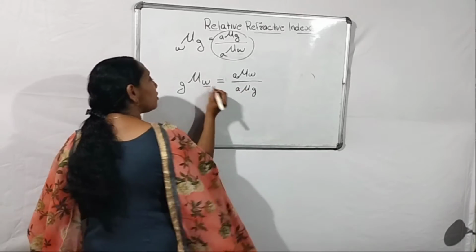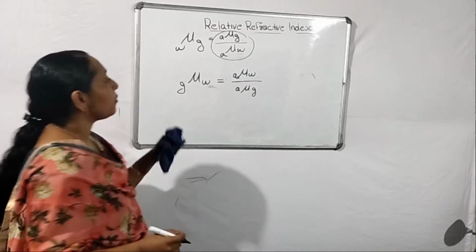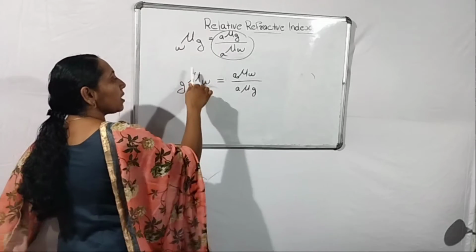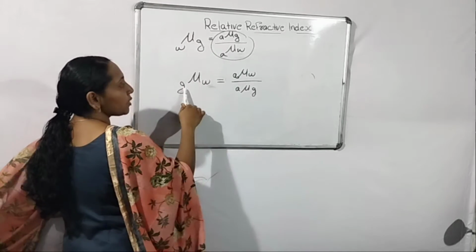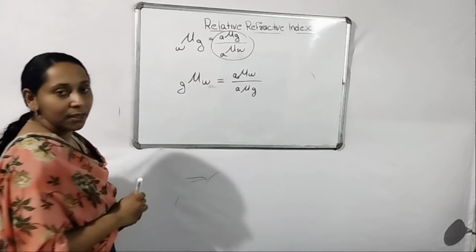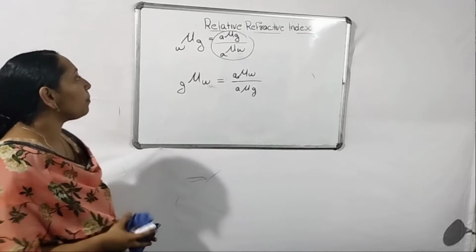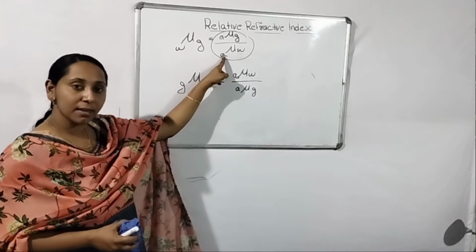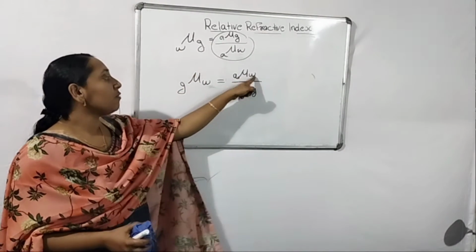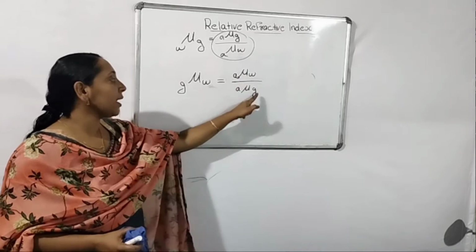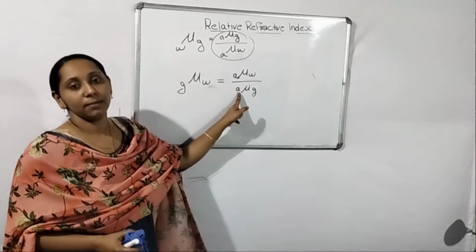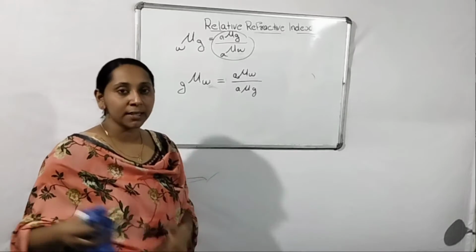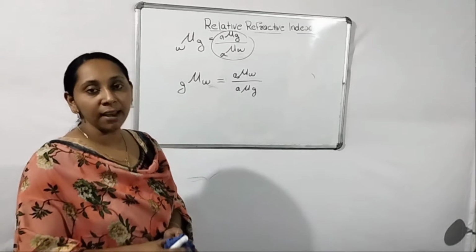So this one we should write first. It is the refractive index of glass with respect to water, and the refractive index of water with respect to glass. How will it be written in absolute form? Glass with respect to air divided by water with respect to air. Second case, water with respect to air divided by glass with respect to air. Like that. We will do some numericals in the next video. Then you can understand well.